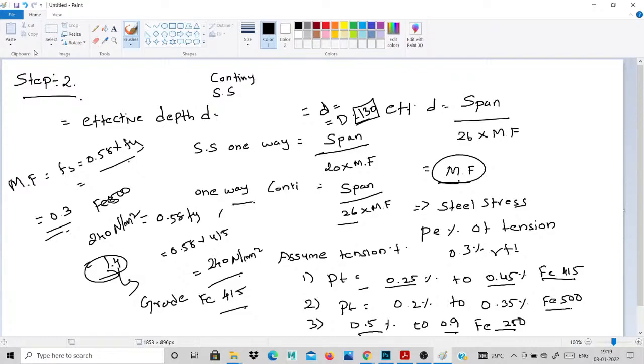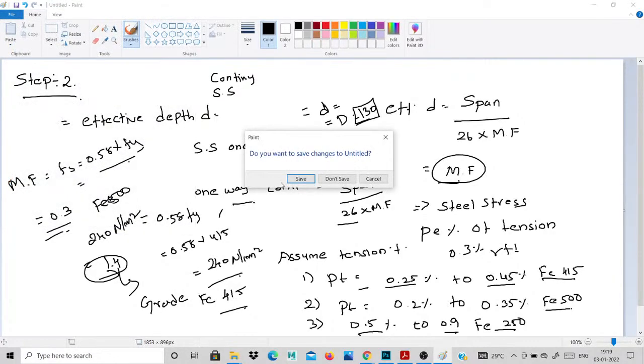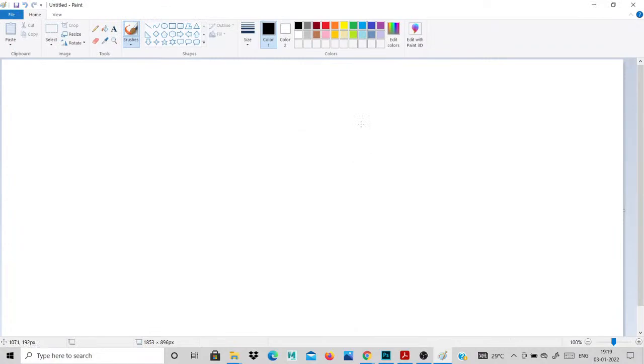Then the next step, step 3, is the load calculation. What loads will be acting on your slab? Step 3 means loads. How many loads act on your slab, whether one way or two way?